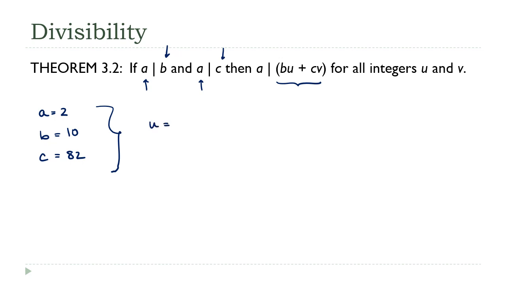Let u equal, how about u equals -6, right? They're negative integers, so let's pick -6. Then for v, I want to be careful here, because we're trying to be as generic as possible. I'm going to say let v equal 3.